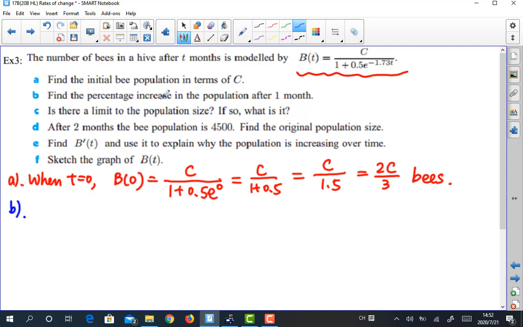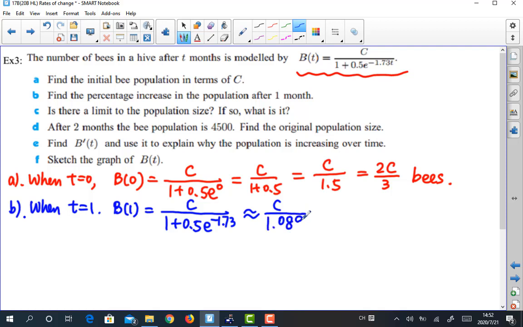B, find the percentage increase in the population after 1 month. So let's find the population after 1 month. When T equals 1, the population, which is B of 1, should be C over 1 plus 0.5 e to the power of negative 1.73 times 1. This exponent is just negative 1.73. It is around C over 1.089. You can use a scientific calculator to get the result for the denominator, around 1.089. So it's around 0.919C.